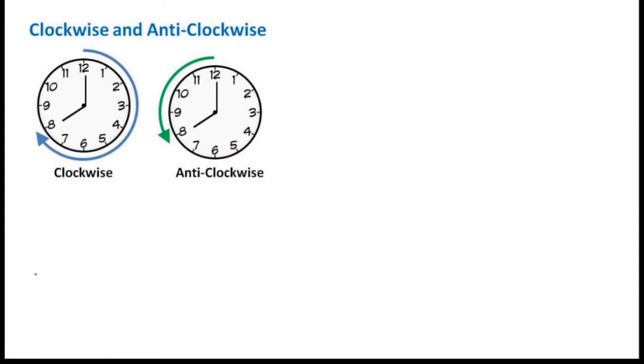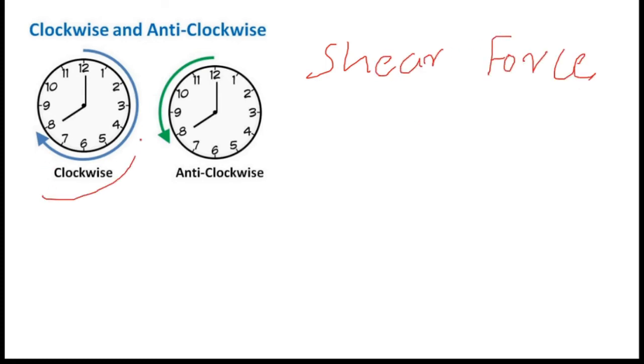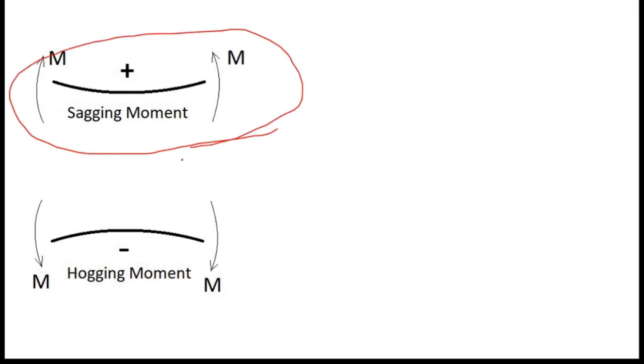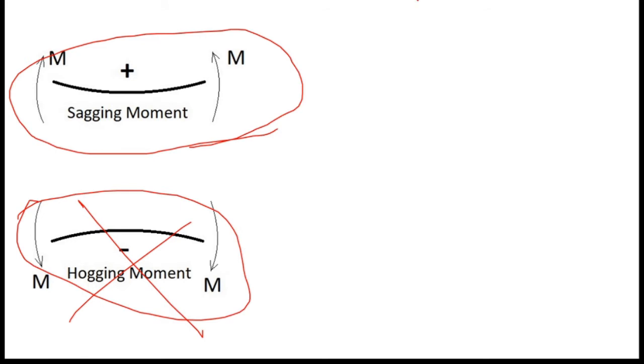So this is the shear force, right? This sign convention for shear force is clockwise positive. I do not consider the anti-clockwise direction. So this is the shear force. Then for bending moment, I will consider sagging moment positive, and I am not going to consider hogging moment. So this is the bending moment.